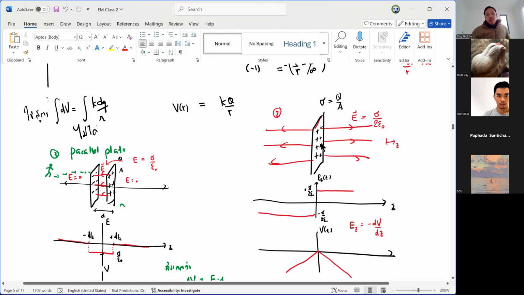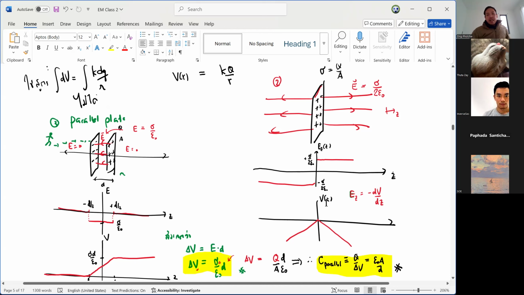And then if you continue walking across the plane towards the negative z direction, you're going downhill. So it's going to look like this. That's the formula for Vz. If you take a derivative of V and flip the sign, you get Ez. So you see the integral and derivative relationship between E and V. Does it make sense?